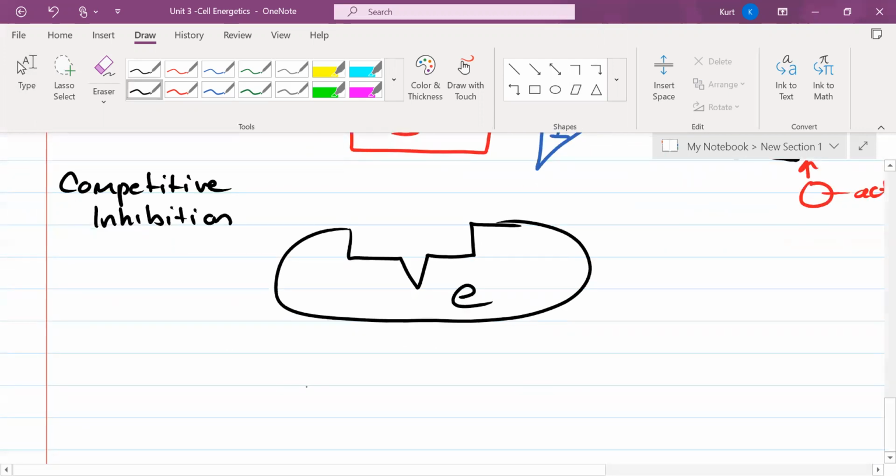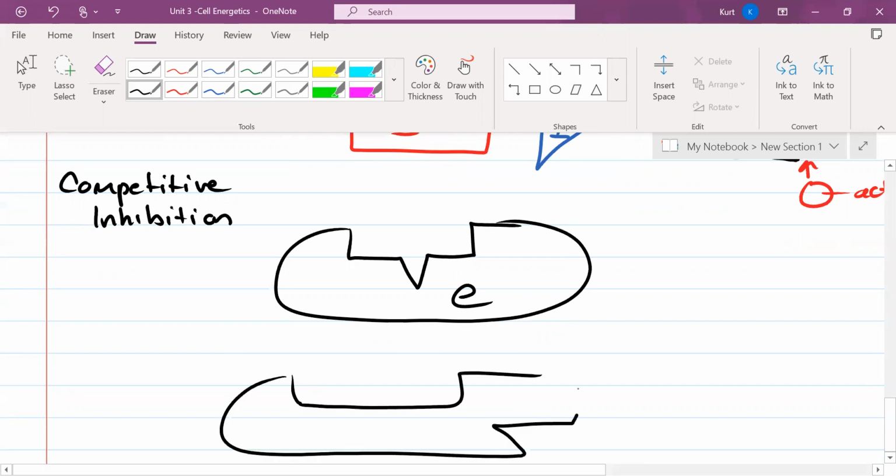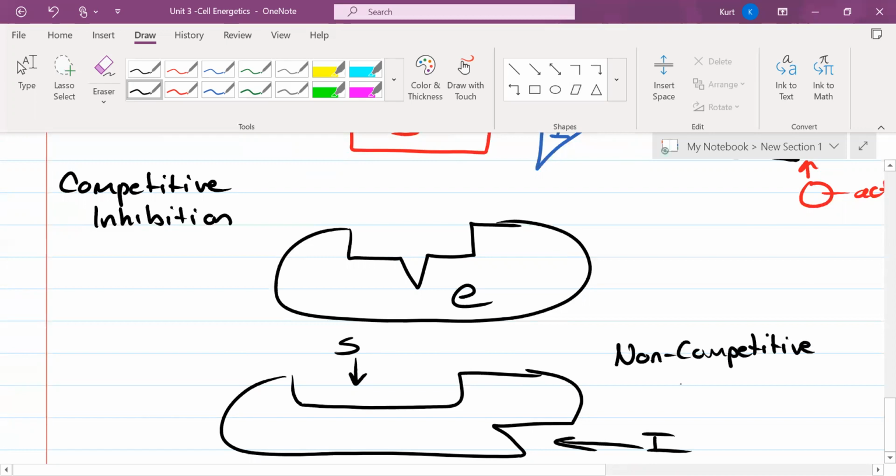But if you had an enzyme that looked like this, you can see that the substrate can fit in here and the inhibitor can fit in there. This is known as non-competitive inhibition.